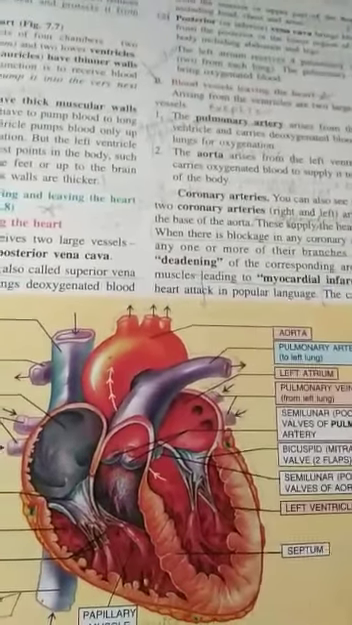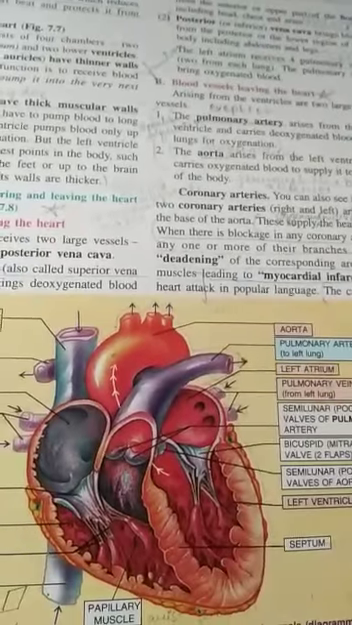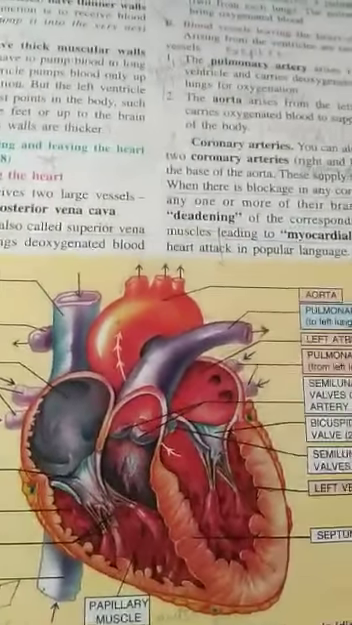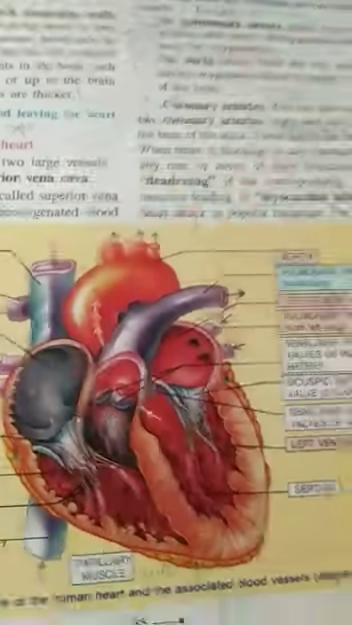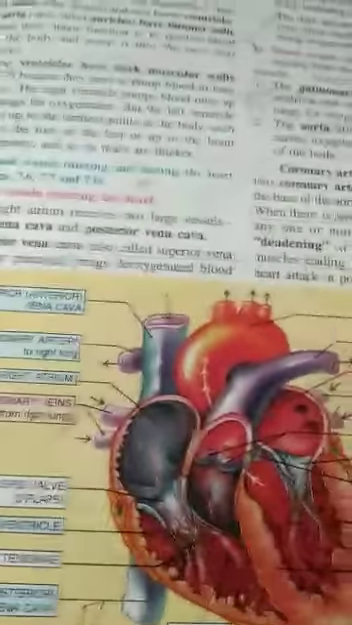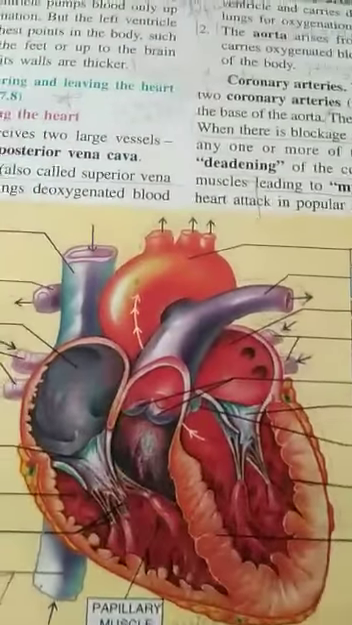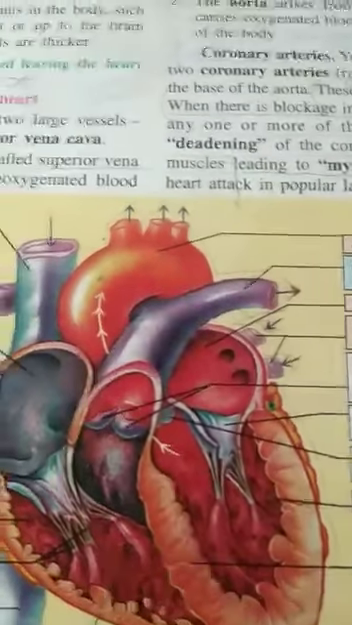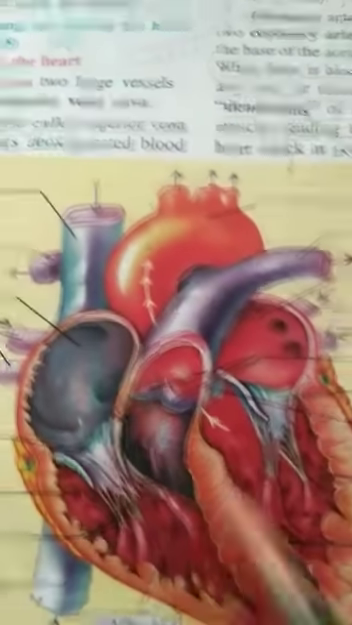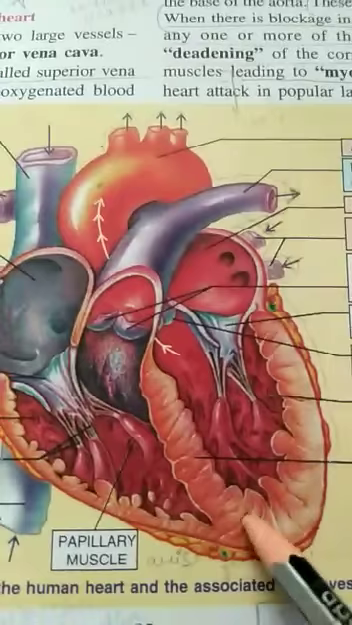Good morning, children. Today we will read about the structure of the heart. You can see the internal structure of the human heart. You people are aware that the heart is divided into two parts. This is the left part and this is the right part. You can see the partition wall present over here.